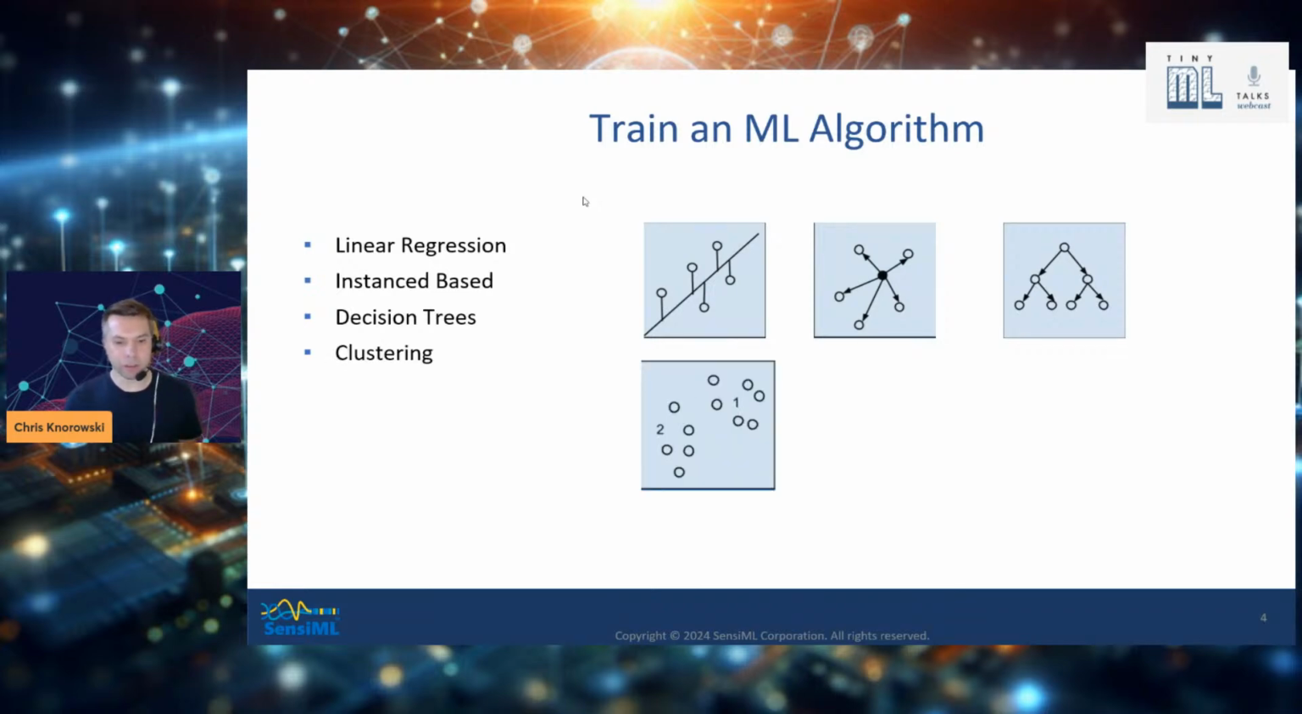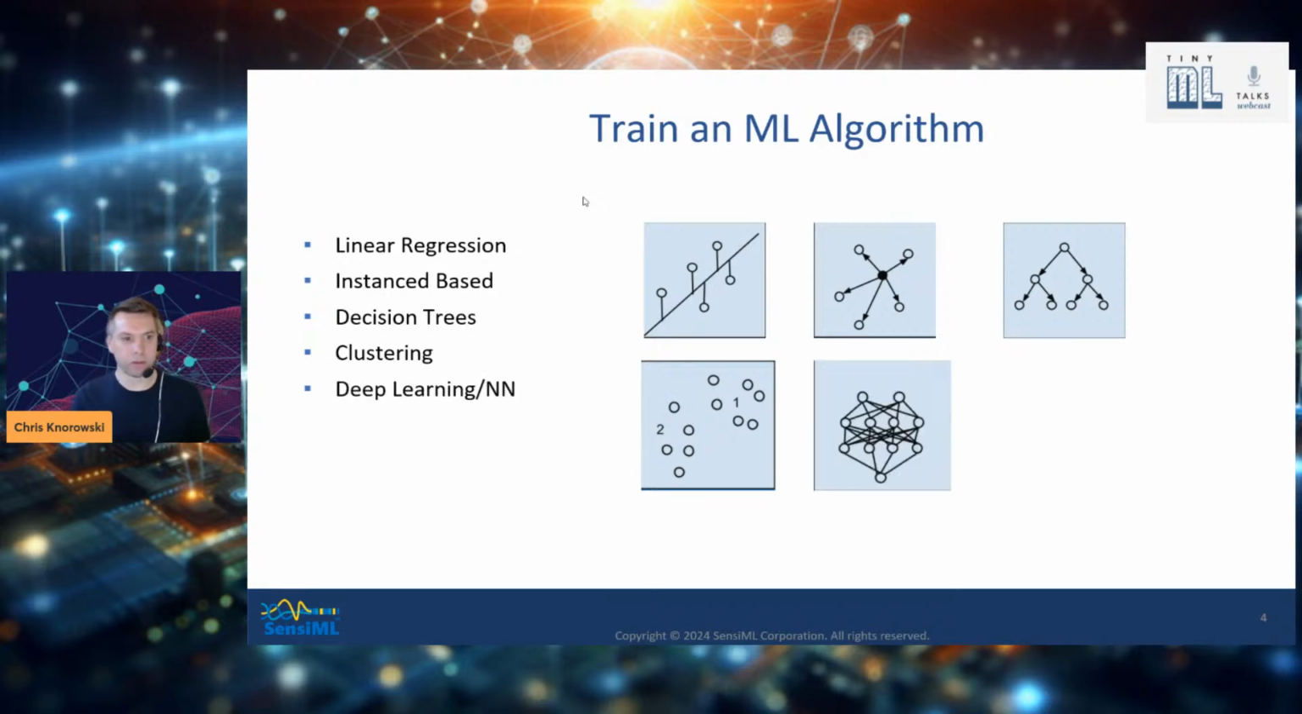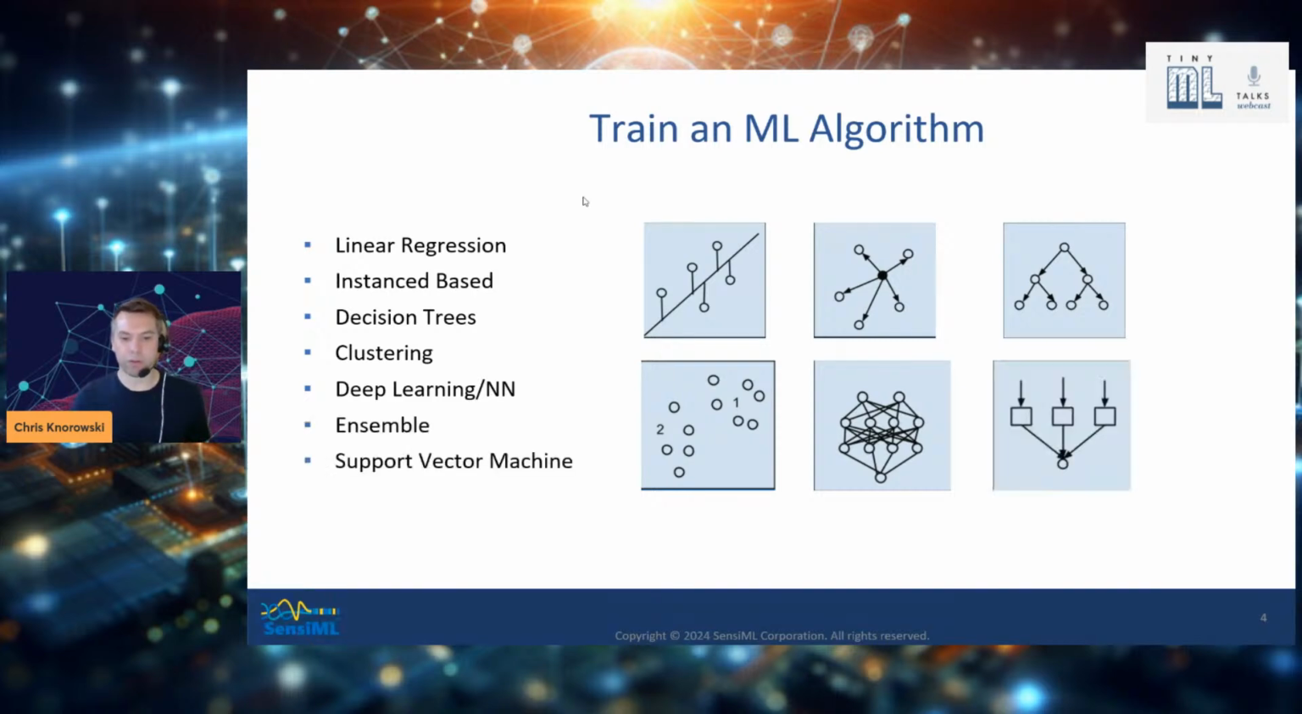We also have clustering, which are typically unsupervised techniques where you try and identify clusters within your data set, and then anything new that comes in, you're trying to classify into one of those clusters. And then deep learning, which everyone's very familiar with, is a machine learning technique that uses layers of neurons to build a complex network. And then there's ensemble methods, which are typically a group of shallow decision trees, which can perform very well when trained together, as well as support vector machines.